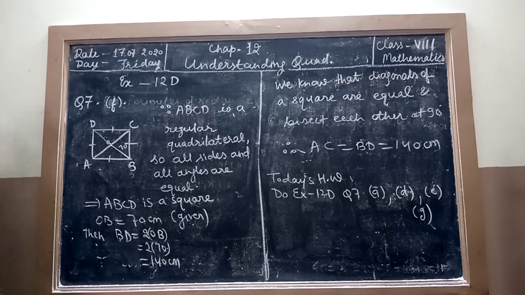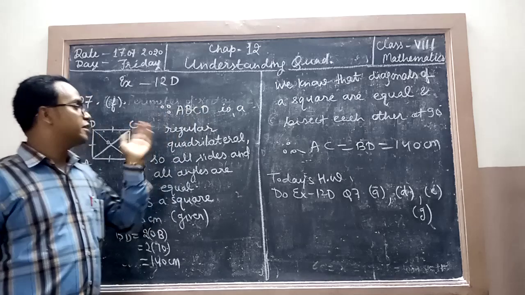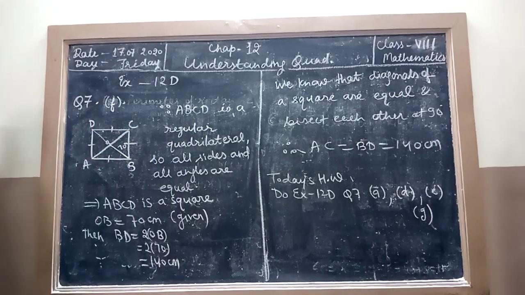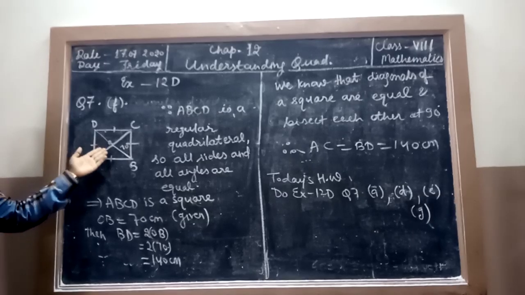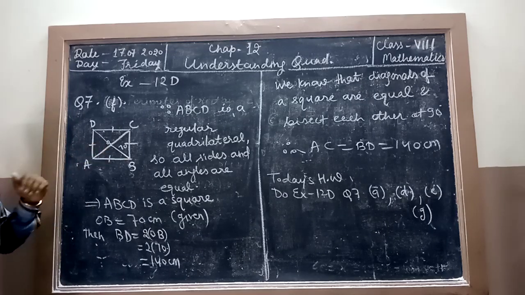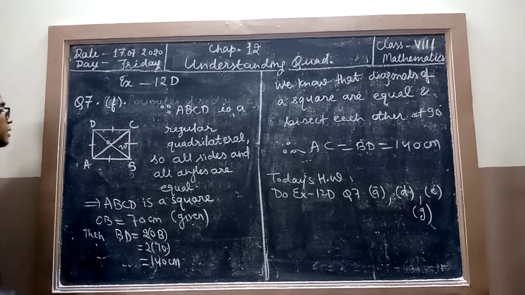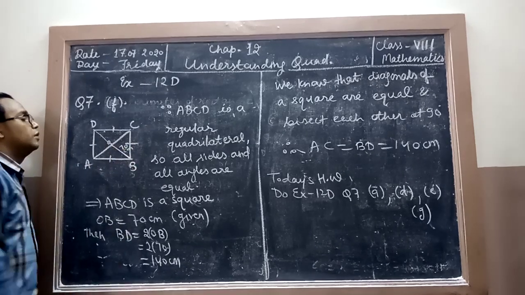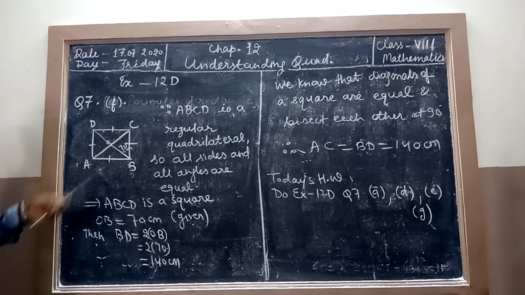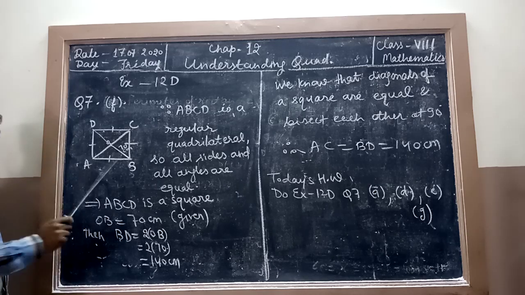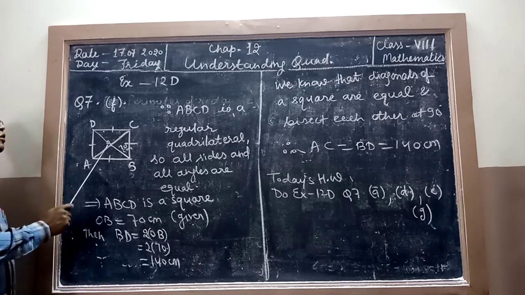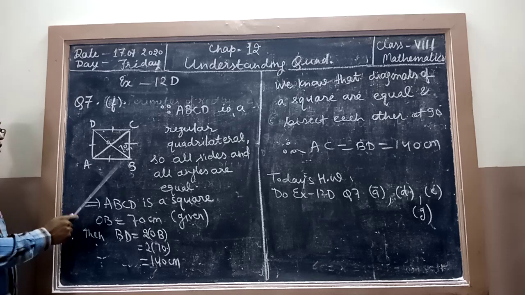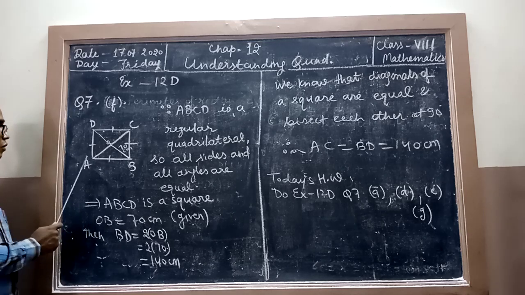Now F part. In F part, it is given that ABCD is a regular quadrilateral and the distance from the midpoint of one diagonal to the vertex is 70 centimeter. Then they ask for the length of the other diagonal. I repeat again, ABCD is a regular quadrilateral and the midpoint of one diagonal to the vertex is of length 70 cm and we have to find AC.